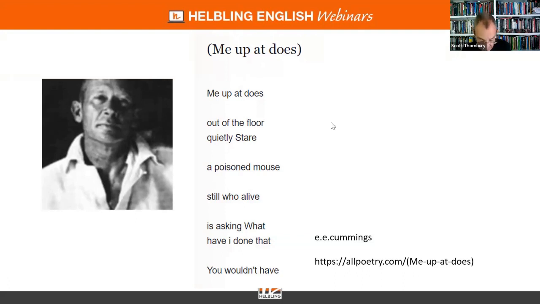Isn't that marvelous? But I mean, me up at does? What box would Chomsky put that into? Definitely in the non-grammatical box. But, of course, it's a poem. And poetry is more elastic than Chomsky's boxes, because poetry is all about creativity.